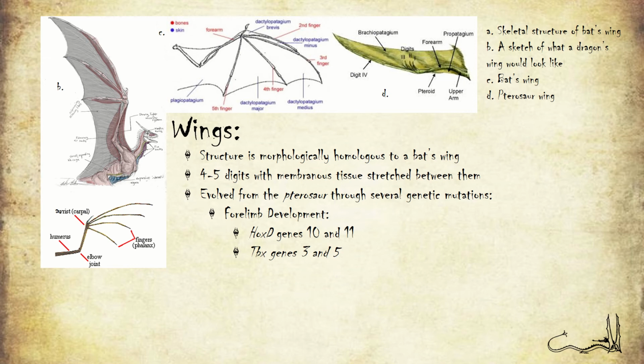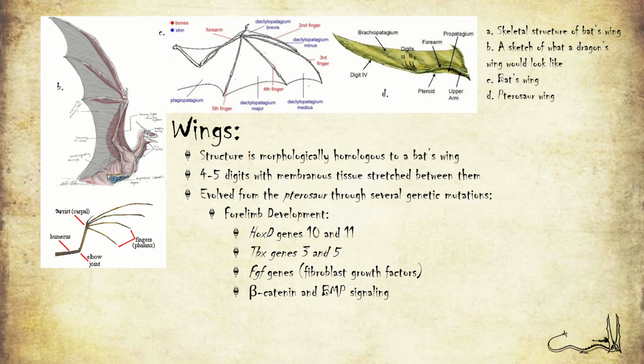The next gene is the T-box transcription factor gene, which encodes transcription factors involved in regulating development. Now, these genes, 3 and 5, are responsible for the finger elongation. And next we have the fibroblast growth factor genes, which play a role in the connective tissues in wing membranes. And lastly, we have the beta-catenin and BMP signaling genes.